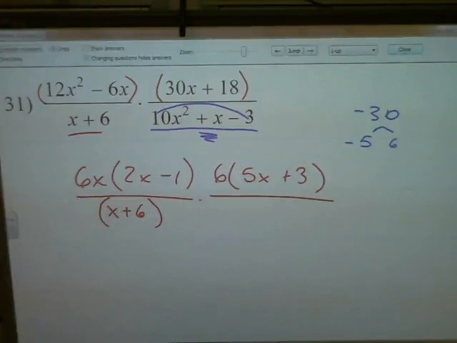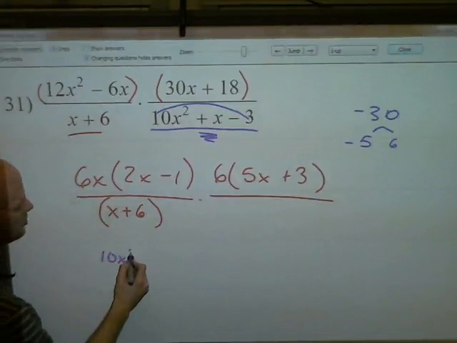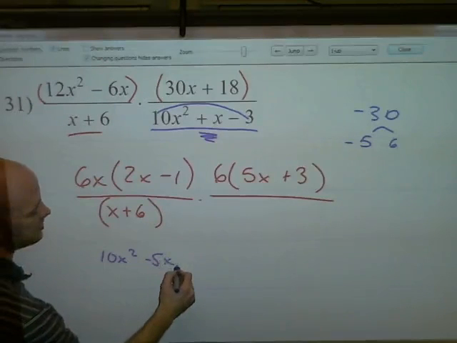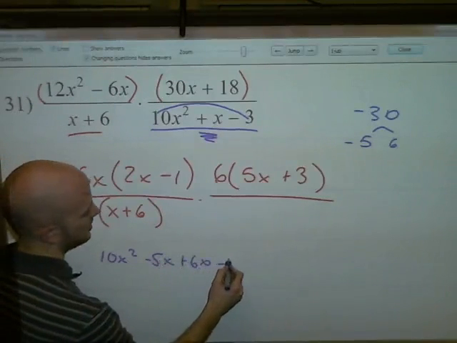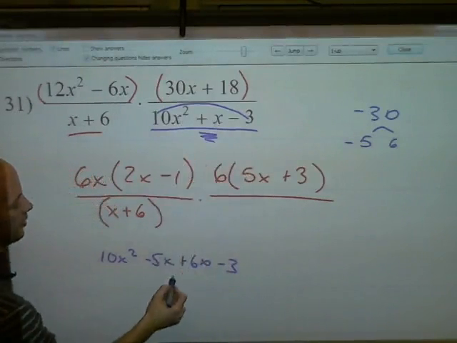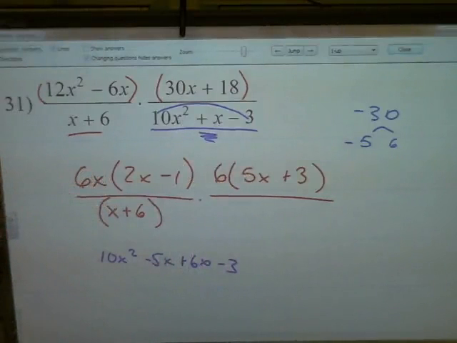So I'm going to rewrite this problem. Instead of 10x squared plus x minus 3, I'm going to write it as 10x squared minus 5x plus 6x minus 3, considering that would be equal to this, because negative 5 and positive 6 make that 1 in there. Now I'm going to factor it by grouping.